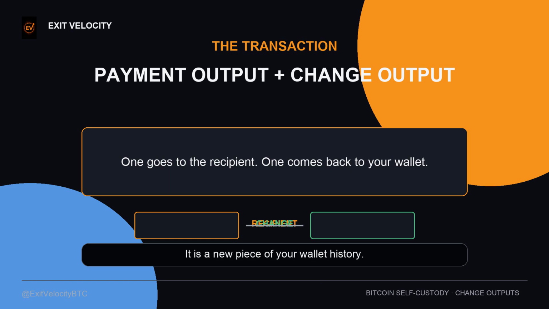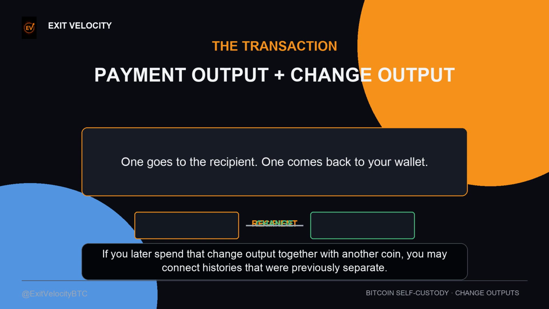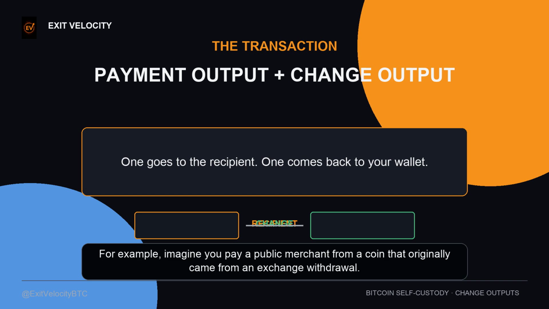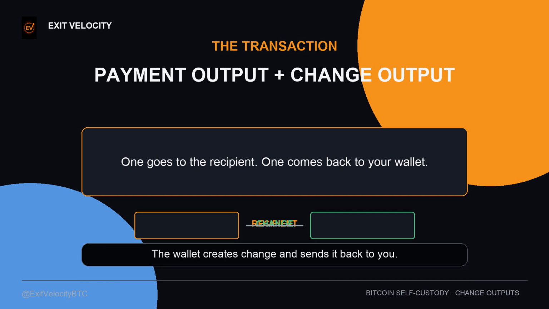The second mistake is privacy. If a transaction has two outputs, outside observers may try to guess which one was the payment and which one was change. They are not always right, but wallets, amounts, address types, timing, and later spending behavior can all leak clues. That is why change matters. It is not only the leftover value, it is a new piece of your wallet history. If you later spend that change output together with another coin, you may connect histories that were previously separate.